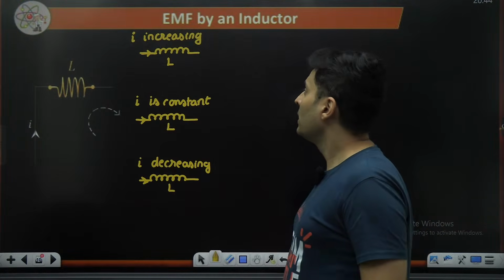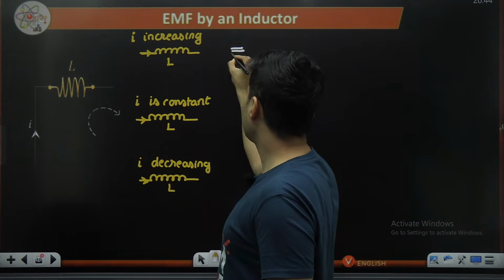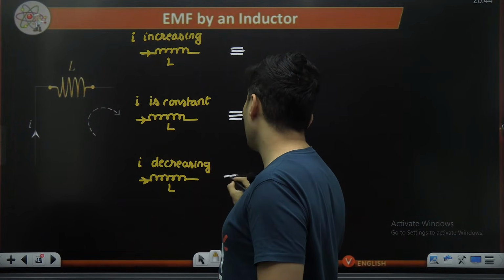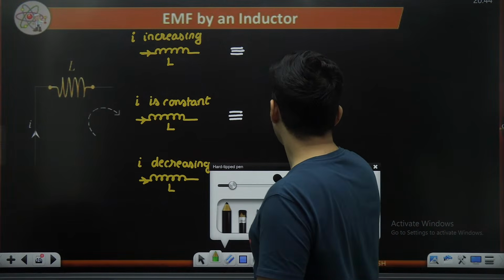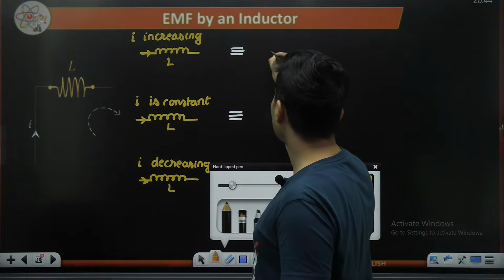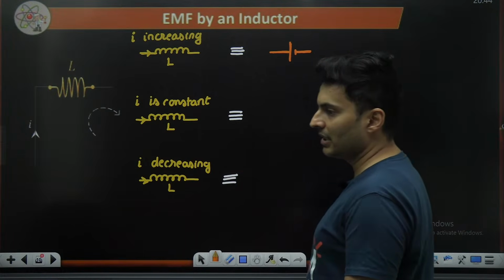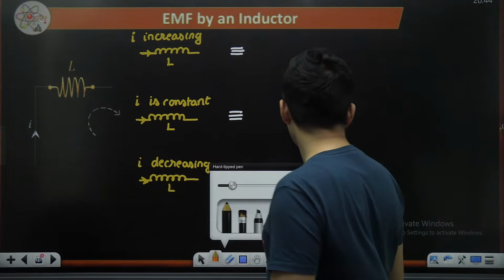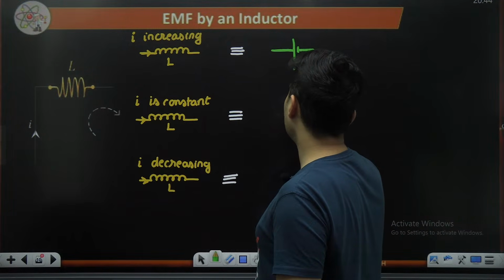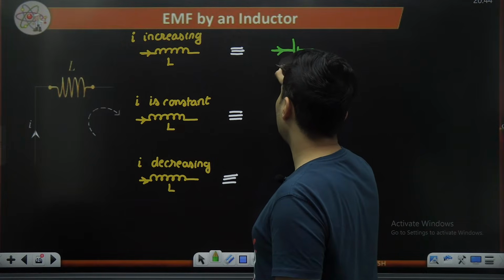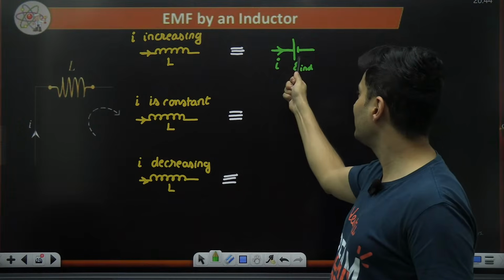So what will happen? Because the current is increasing, forget the inductor. This is as good as saying it's an equivalent. Instead of that inductor, think of just a battery which will oppose the current, something like this. So replace that inductor with a battery which will oppose that particular current. This is that E induced opposing that current. Why? Because current is increasing, you have to oppose it. You will not allow it to increase so easily. So this EMF is going to oppose it.